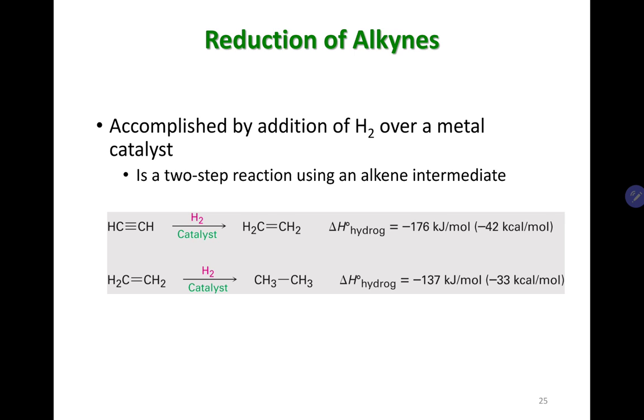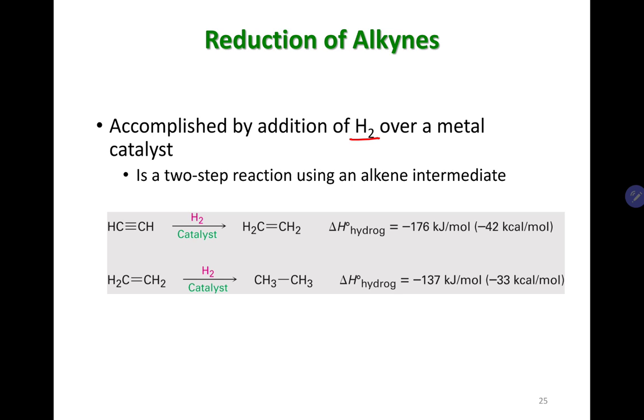So you can easily achieve the reduction of alkynes by using hydrogen in the presence of a metal catalyst. If you remember the previous alkene lessons, we typically used metals like nickel, platinum and palladium in order to reduce alkenes. You can use those same metals to reduce alkynes into alkenes or alkanes.